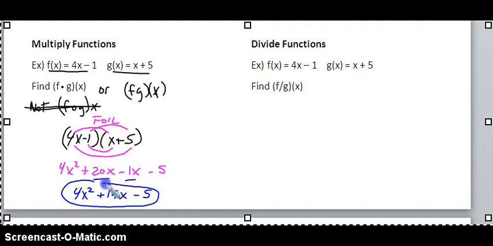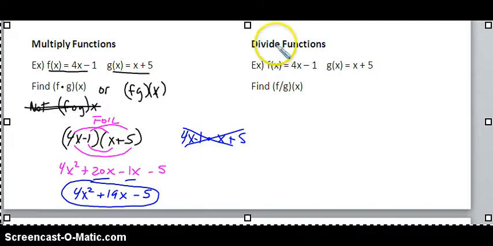What a lot of students will do is they'll write it like this, and because they don't put the parentheses around it, they don't automatically see that this is a FOIL problem. So please write your multiplication with parentheses so that you know that you're supposed to FOIL, and don't do it that way.